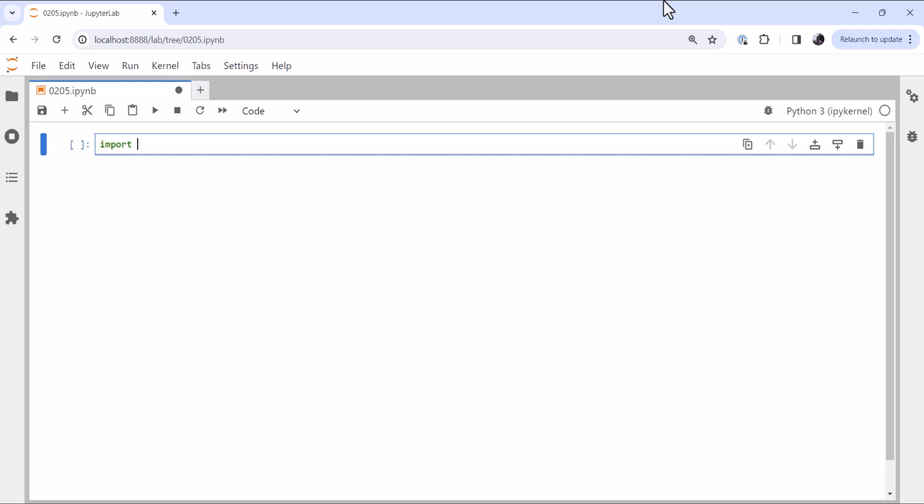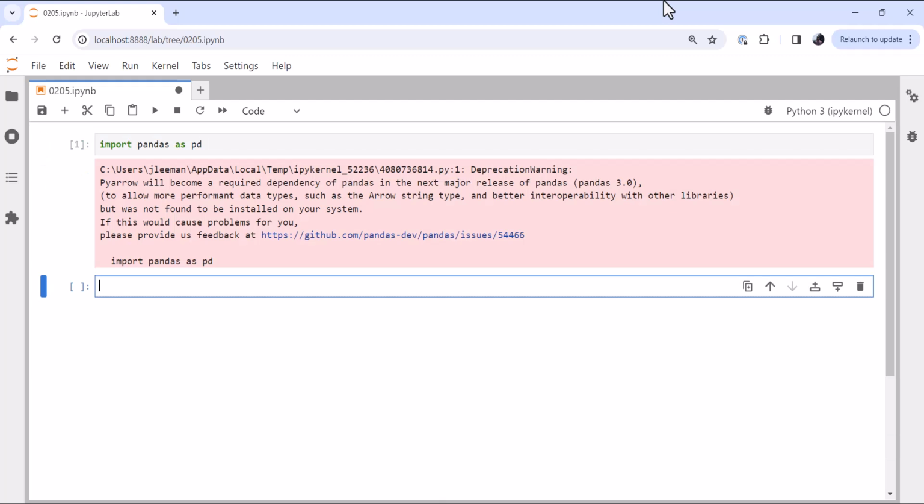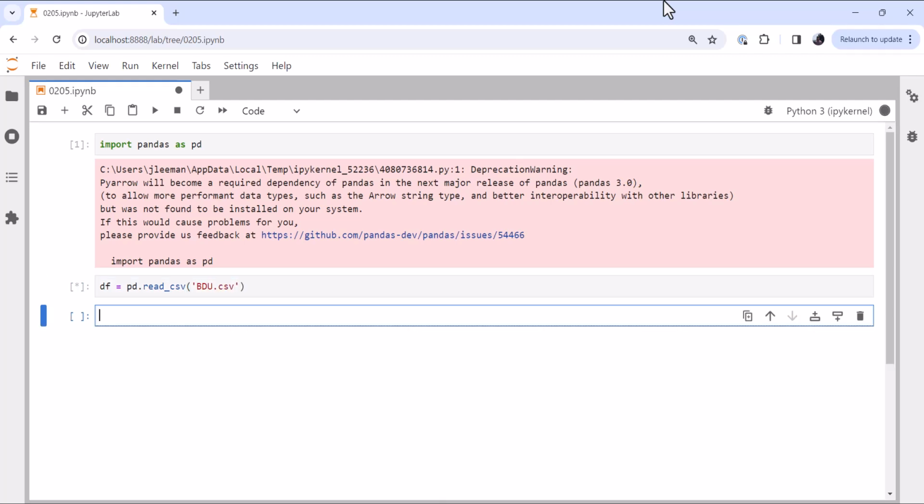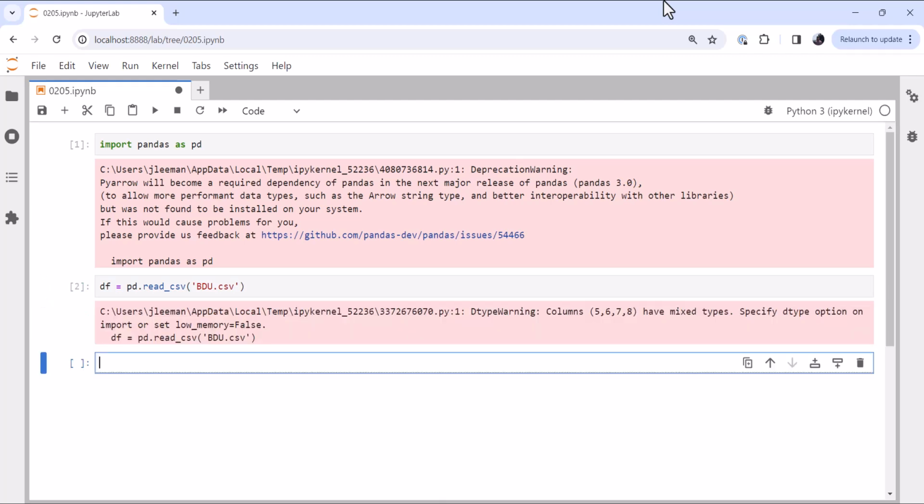So to start with, I'm going to import pandas as pd. We're going to use that to read this data. And we currently get a warning about the next release of pandas requiring PyArrow. We're going to use the read_csv method on our file, bdu.csv. And first, let's just read it in and see what happens. We get a warning that several columns have mixed types, so that should immediately make us wonder what's going on there.